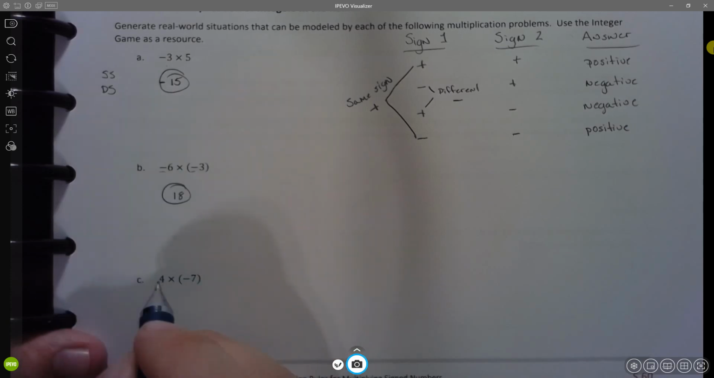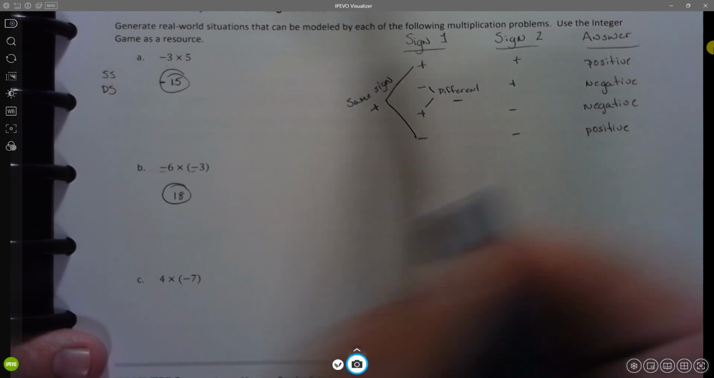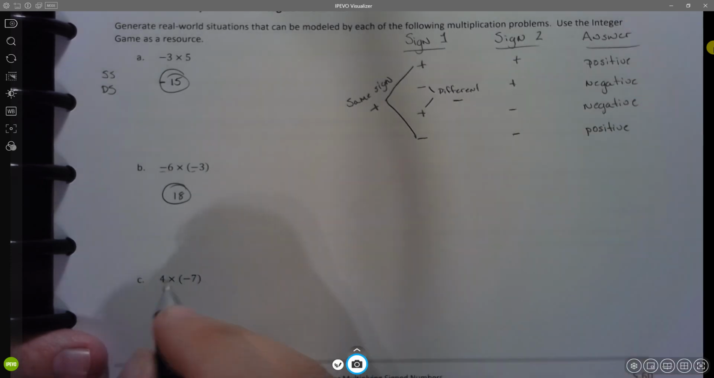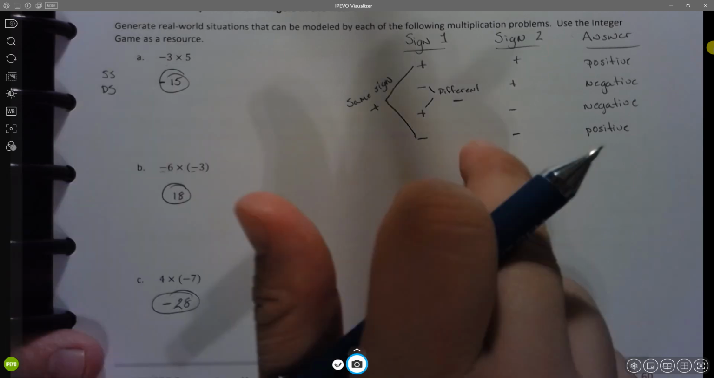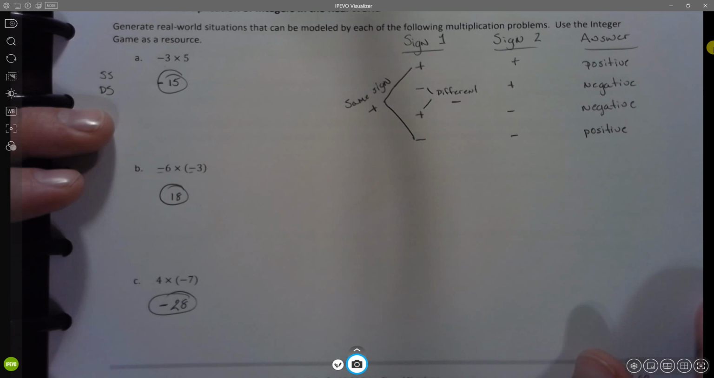Okay. +4 times a -7. A positive times a negative is going to be a negative. So 4 times 7 is going to be 28, and my answer is a -28. Okay. This is a little handy cheat sheet. Okay. Keep that close.